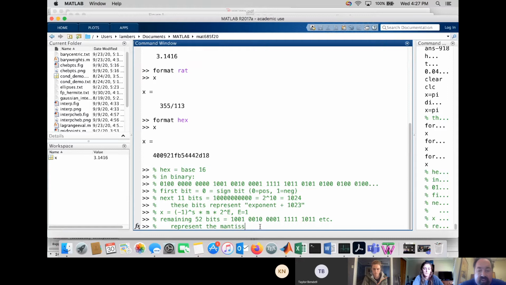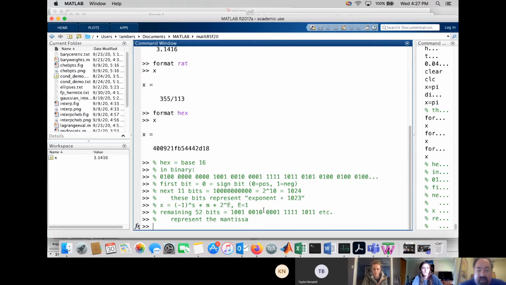Represent the mantissa, the significant digits of pi. Now, how do you translate those? Well, first, there's an implied 1. Now, think scientific notation. How's a number written in scientific notation? If I have a number like 1,000,000, it would be written as 1 times 10 to the 6. There's always a normalization going on.